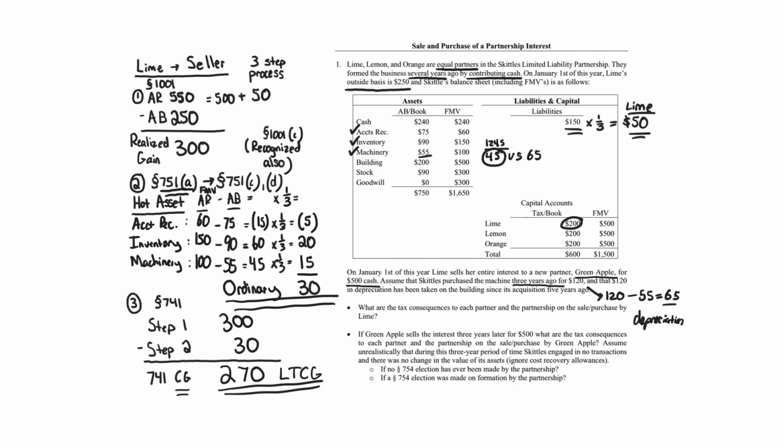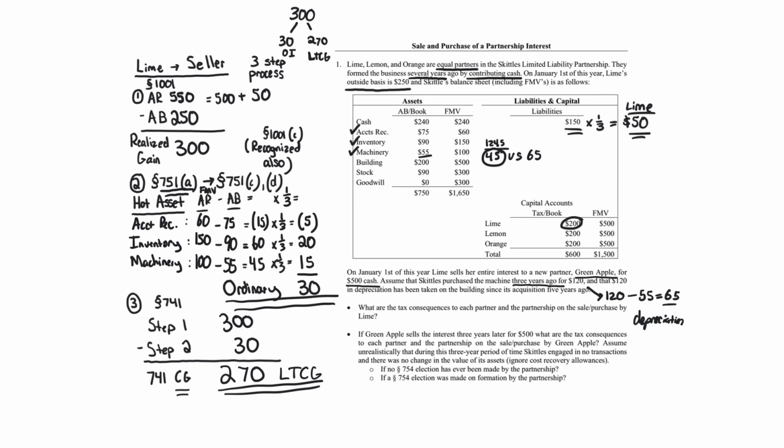So again, let's just summarize what we did. Step 1 is to calculate the total gain under Section 1001, which was $300. Step 2 is to break out a portion of that total gain as ordinary income or ordinary loss, and step 3 is the remaining portion is long-term capital gain. Now in this example, we saw $300 total gain, and 30 of that was ordinary income, and then the rest, 270, was long-term capital gain.